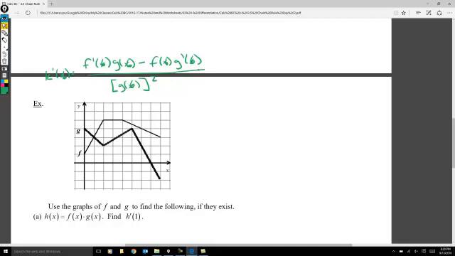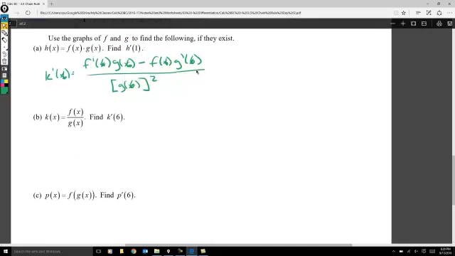Oh, sorry, this is g. So I know that the derivative of g at 6 is negative 2. And if I look at f, I know that the slope of f is also going to be negative, and it looks like I rise 1 and go over 2. So I know that f has a slope of negative 1/2, and g has a slope of negative 2. All right, so we can plug those values in, and then at 6, it looks like I have a value of 2 for g and 4 for f. All right, so let's plug those values in.